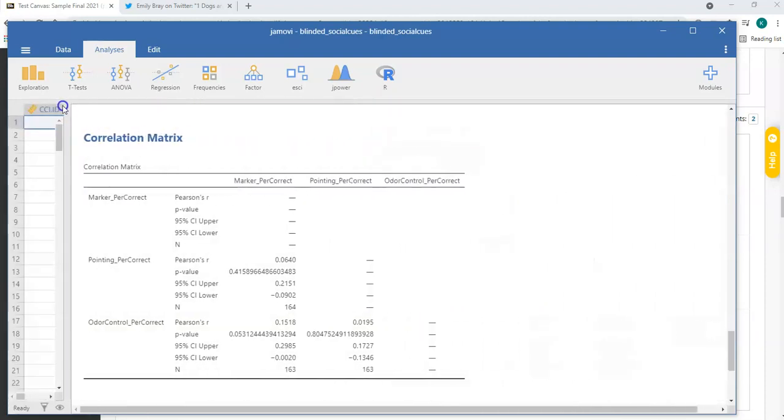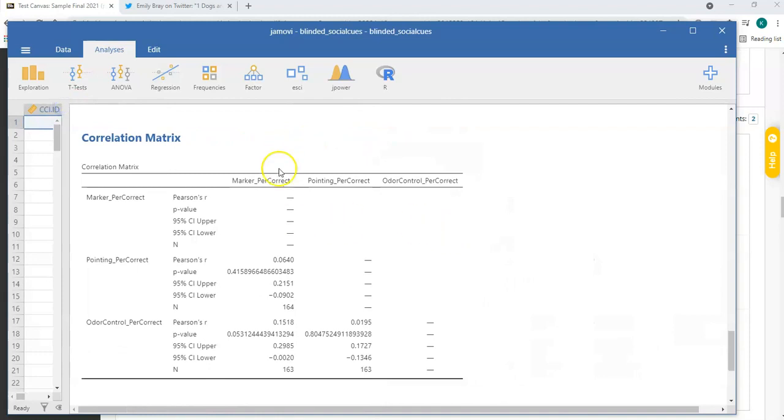All right. So here we are. Now the tricky thing here is to know where to find your numbers, right? So here's the marker and the pointing task, and all the numbers you need for that. Here's the marker and odor control task, and all the numbers you need. And here's the pointing and odor control. All right, so we'll probably have to come back to these.